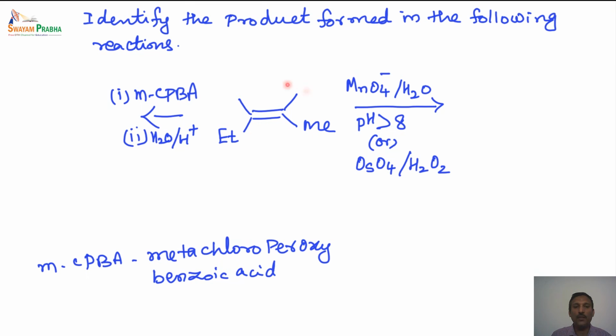Now we have an alkene and we need to identify the product formed in the following reactions. We have two different conditions. This is potassium permanganate and water under basic pH conditions, or osmium tetroxide and hydrogen peroxide. So this is basically for the dihydroxylation method. And another method is MCPBA, that is meta-chloroperoxybenzoic acid, and water under acidic conditions. This again is a dihydroxylation condition. So we have two different dihydroxylation conditions and we have to find out what product we will be getting.